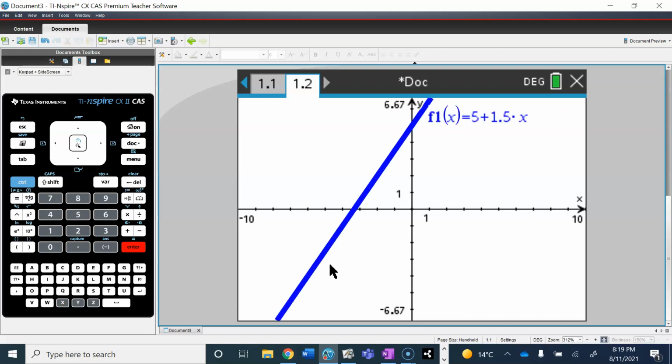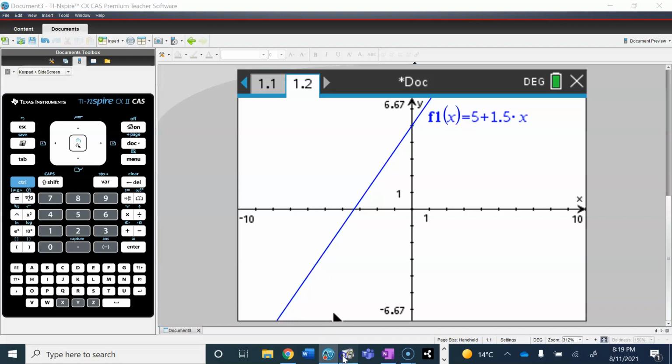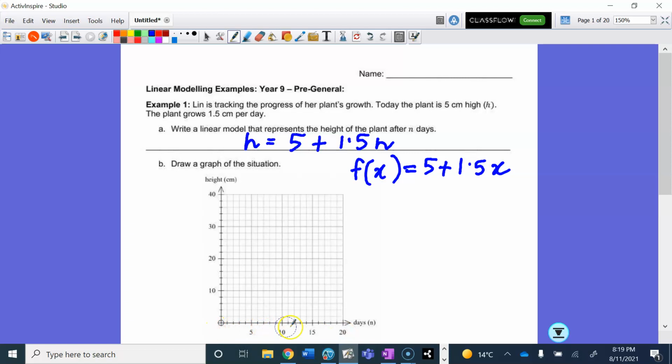I can't see enough of the graph here, I'm not happy with that. On my document you'll see that the number of days, the bit of the graph that I'm interested in, is from day 0 to day 20. And the bit of the graph that I'm interested in terms of the height is from 0 centimetres up to 40 centimetres. So what I want to do is make my calculator screen look like my booklet.